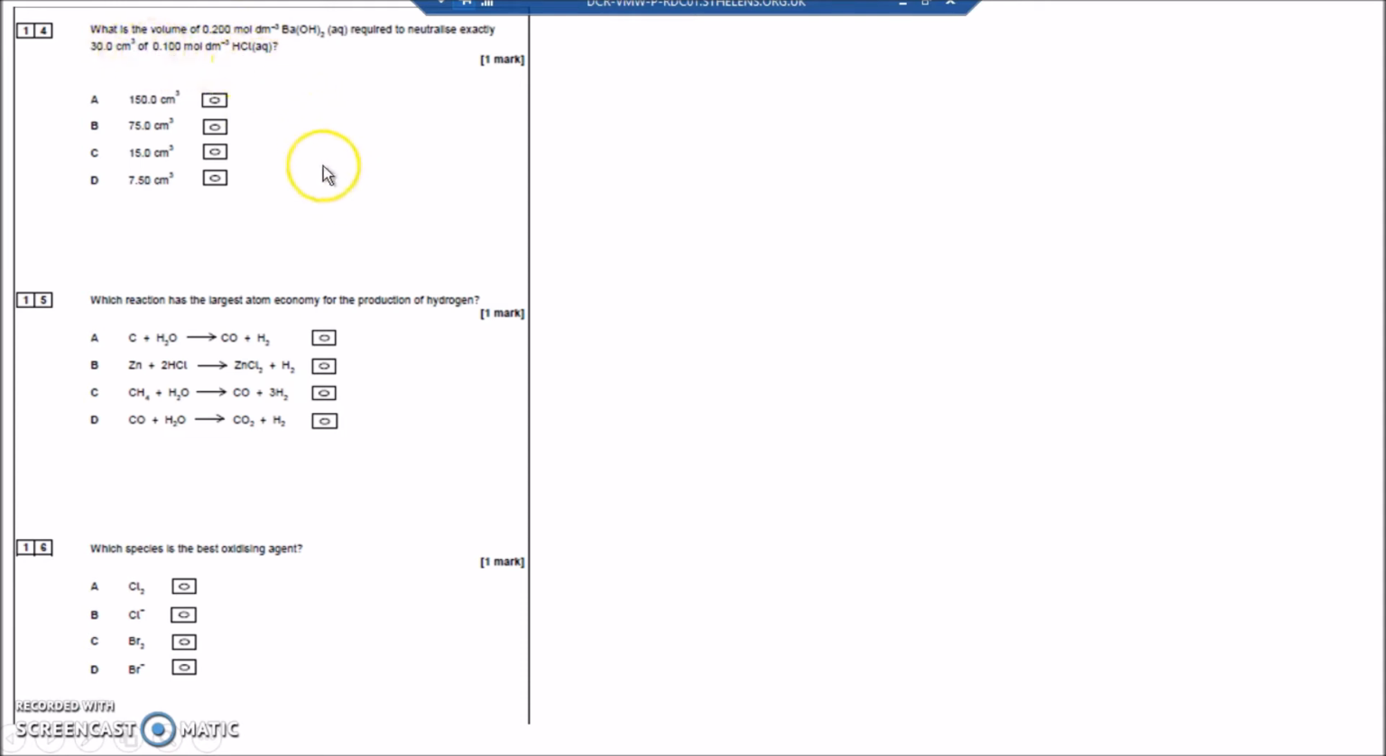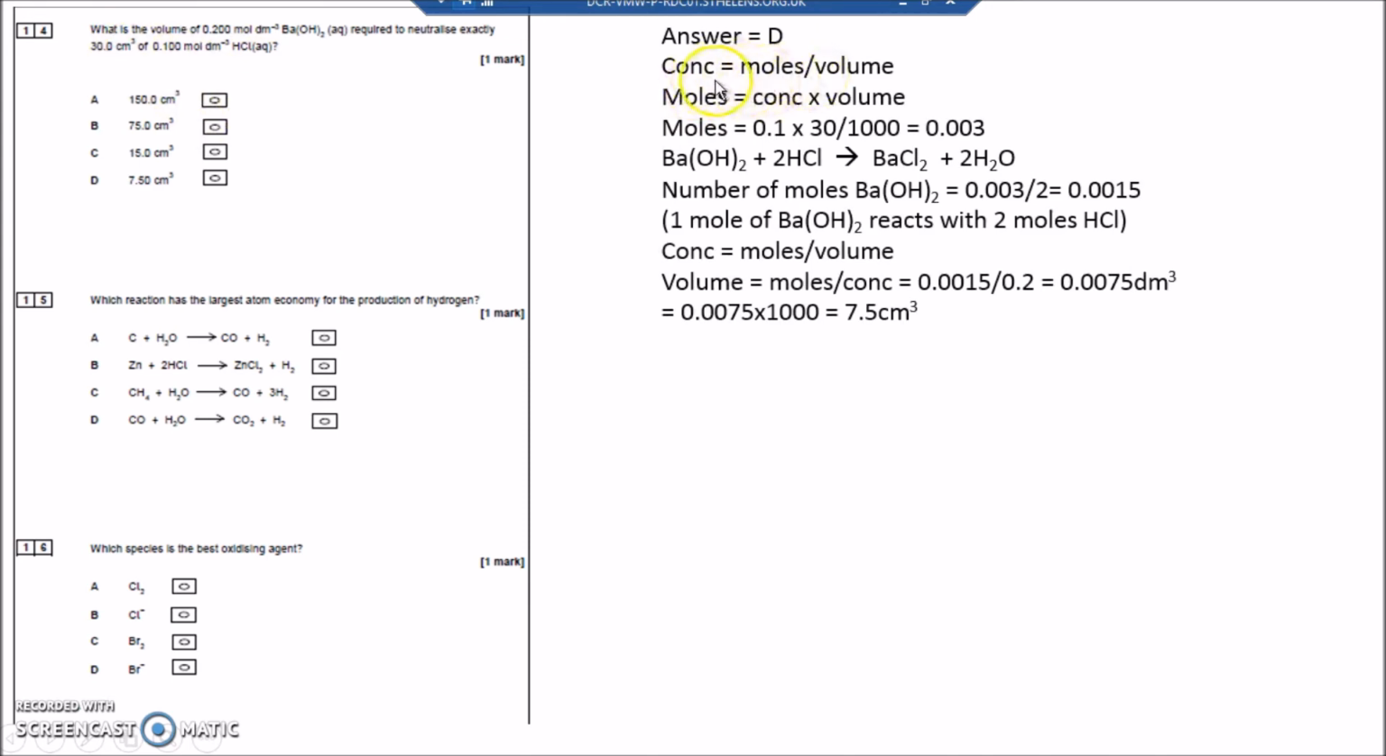I've got 30 centimeter cubed. I've got to get into decimeter cubed because concentration is moles divided by volume. So moles is concentration multiplied by volume. So the number of moles is 0.1 is the concentration. The volume is centimeter cubed up into a higher unit value of decimeter cubed, I divide by 1,000. So 0.1 multiplied by 30 divided by 1,000. I've got 0.003 moles of hydrochloric acid.